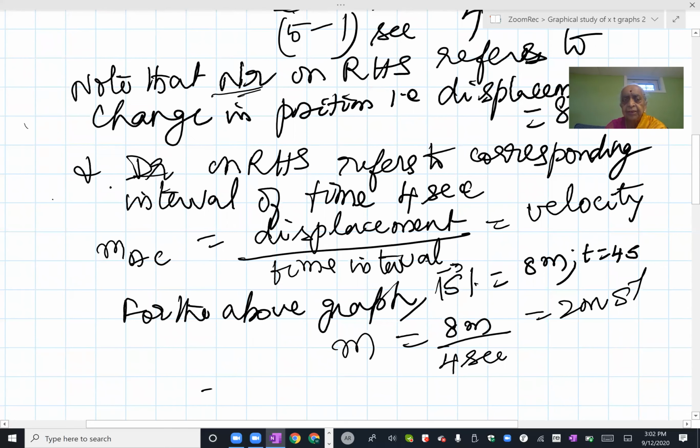So they have to remember that only on the position-time graph, the slope gives me change in position by time. Change in position is displacement. So displacement by time is nothing but the velocity. So if you logically analyze, there is absolutely nothing very difficult for the examination. From the above graph, the modulus of S is 8 meters and the modulus of the delta t, the interval, is 4 seconds. Therefore, m will be 2 meter per second.